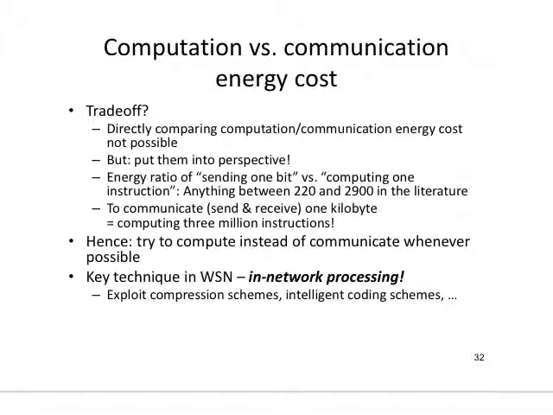So to put them in perspective, this is a big motivation, by the way, for a lot of work that's been happening in sensor networks. So energy ratio, sending only one single bit through the transceiver versus computing one instruction is anywhere between 200 to 3,000, which means that sending one single bit is equivalent to running 3,000 lines of code. This is huge.